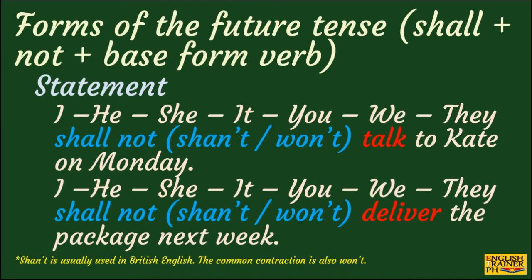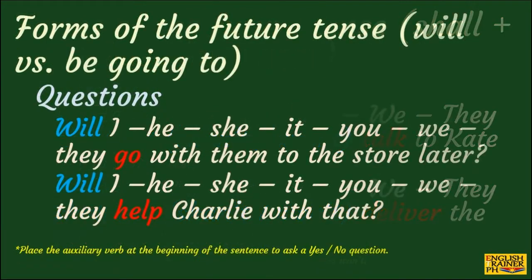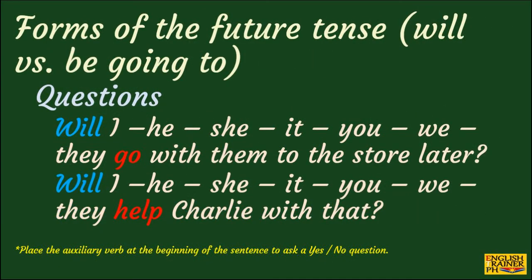The negative of shall is shall not, but in contraction, usually we use won't, but in British English they would say shan't. To form yes or no questions, all we need to do is to put the auxiliary verb at the beginning. Let's start with will.